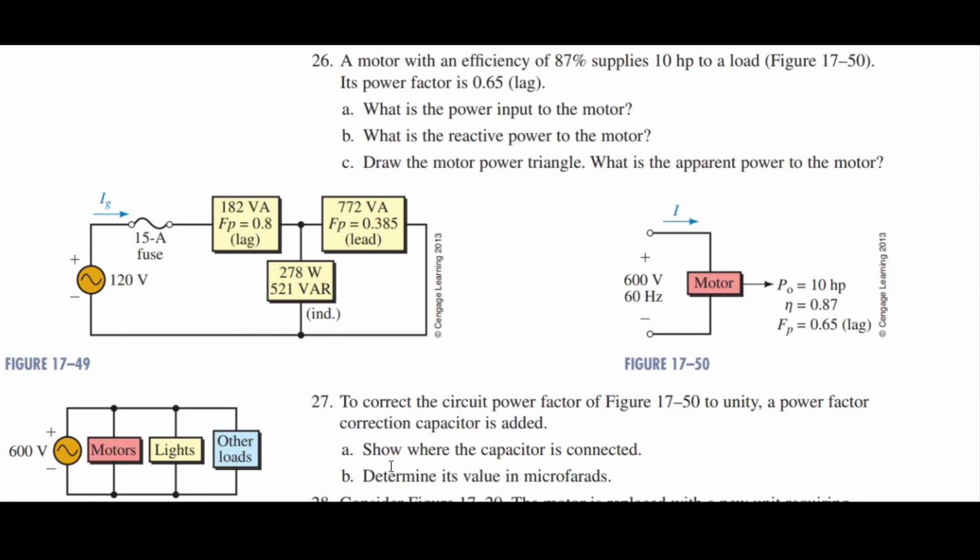And so it says show where the capacitor is connected, which we know is going to be right across the source or the load, depending on how you look at it, and determine its value in farads. So that's where we're going to be looking at a value of capacitance. I don't think I solve it. I think I just go through the procedure there, and you can come up with the value. That's question 27.